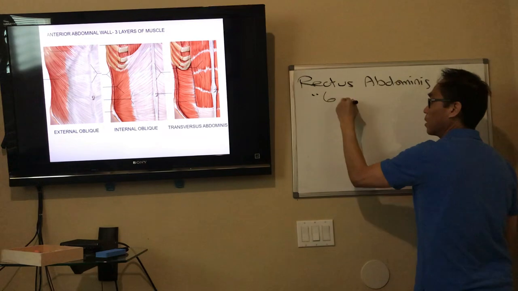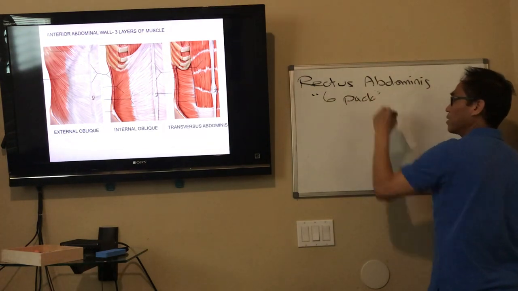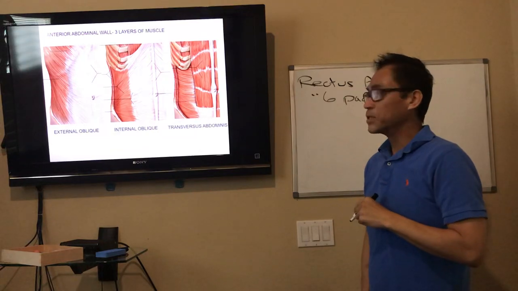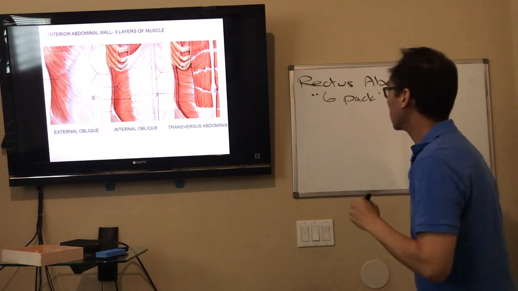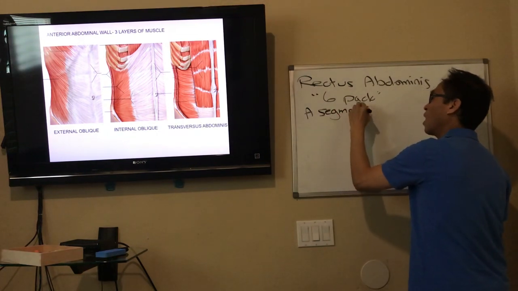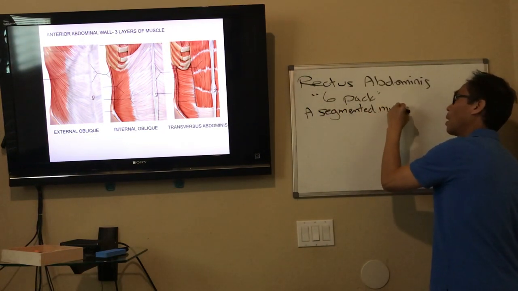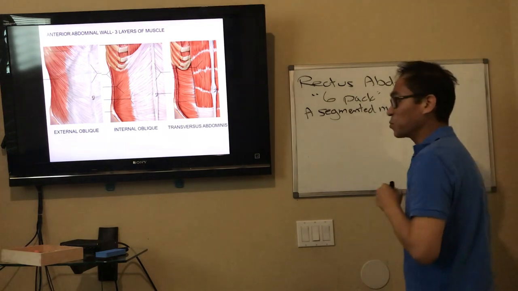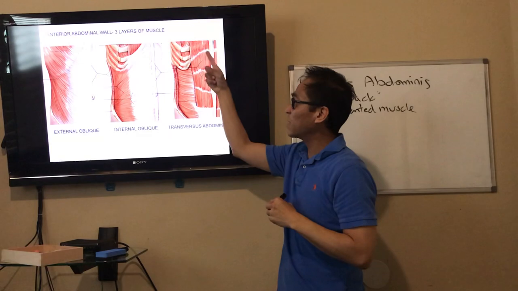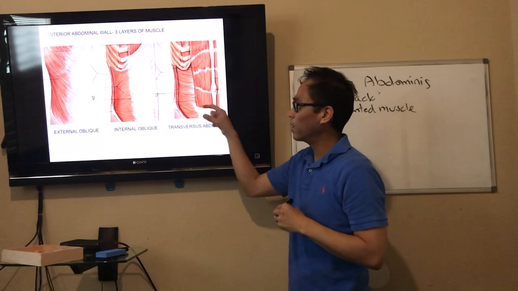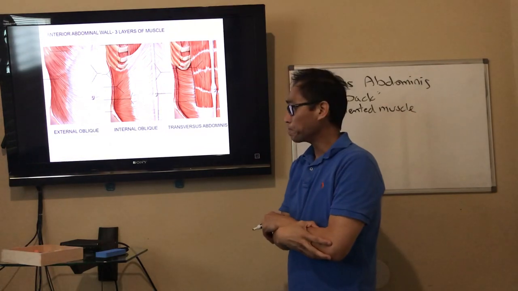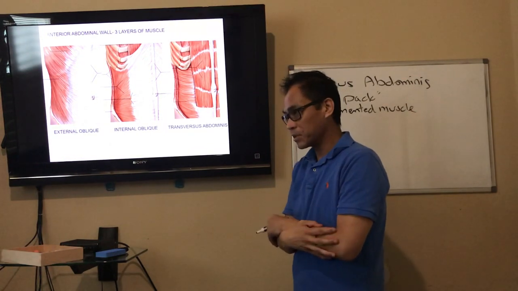Commonly called your six pack, if you could see it at the beach. Well, it's your only segmented muscle, the only segmented muscle of this region. You can see these little tendinous intersections, as they call them, these little pockets of muscle there. All right, so know your rectus abdominis as well.